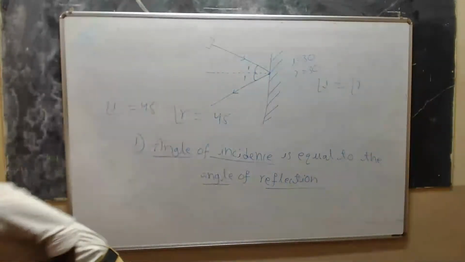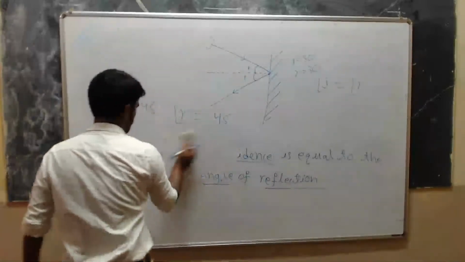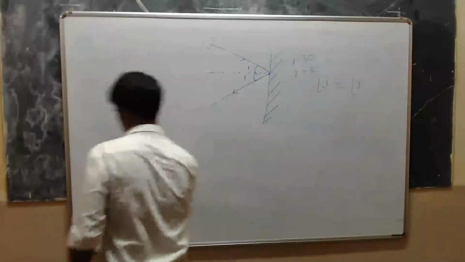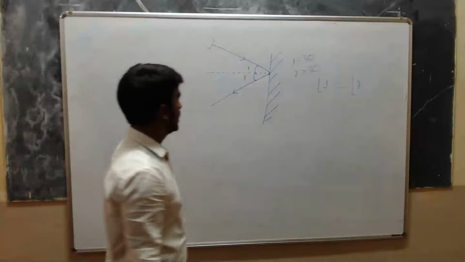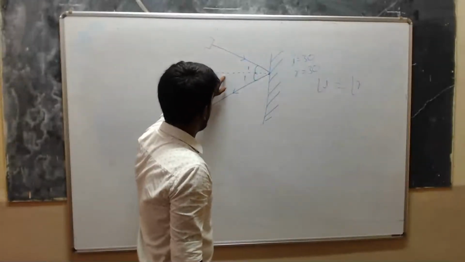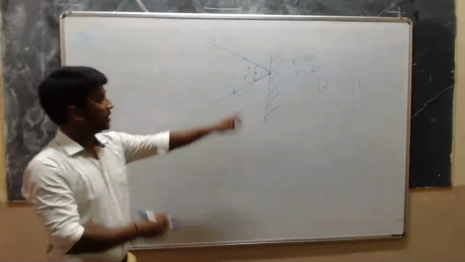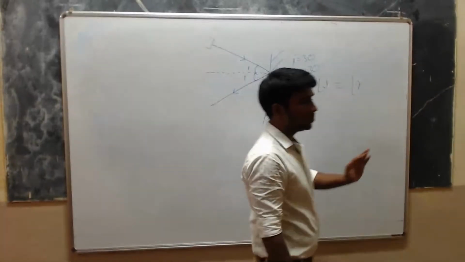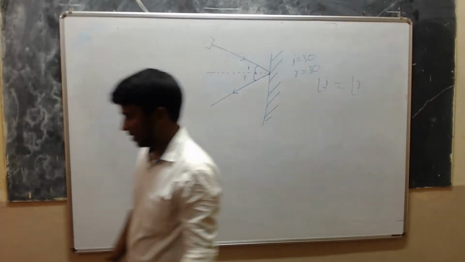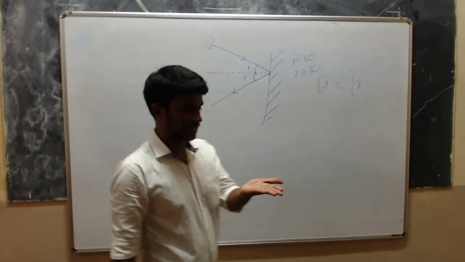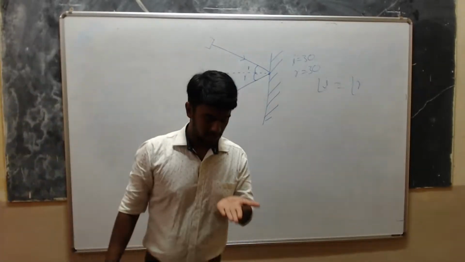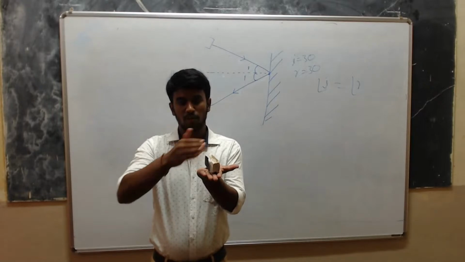Next, go to the second statement. The second statement states that the incident ray, normal and reflected ray all lie in the same plane. What is the meaning? Just imagine this is a table. Just imagine this is a mirror.